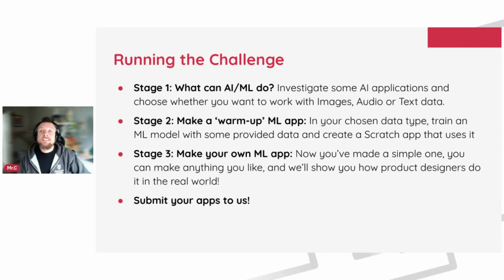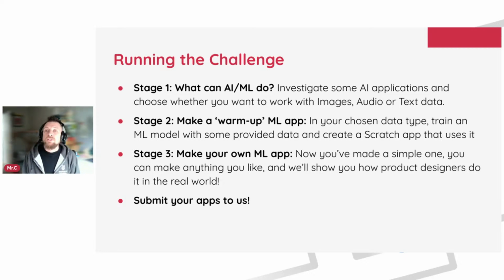Once they make that choice, in the second stage, they create a warm-up machine learning app. So in the data type that they chose, they train a machine learning model with some provided data, and then they create a Scratch app that utilizes that data. So if you've done a text one, then you're using text classification. It can look at the different sentiment analysis in text, and you make a Scratch project that the user can interact with to access your model.